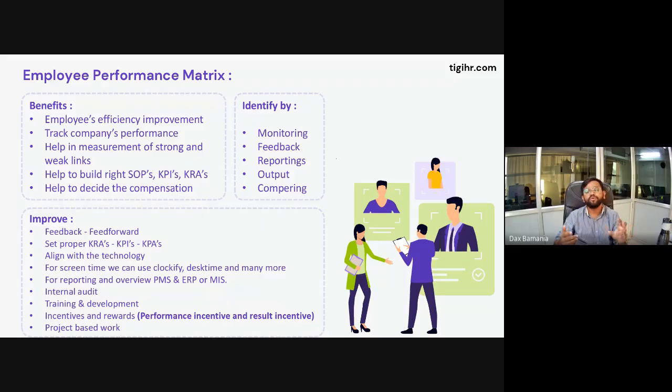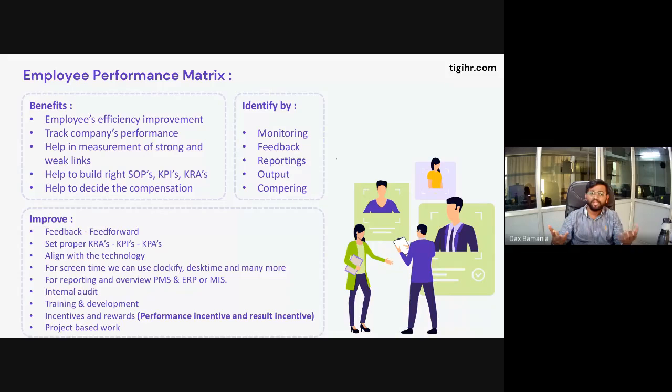For reporting and overview, we need to build a proper PMS or ERP system, enterprise resource planning, or some MIS will be there, right? Then internal audit will be there. See, very few companies are doing this with their employees. So internal audit is actually an important thing. A third party will come to your place and go to each employee, and they identify the work of that particular employee. They get the feedback of that employee, and they provide the complete report to the company that these are the things your employees have performed and you need to improve on these particular things. So internal audit is actually important.